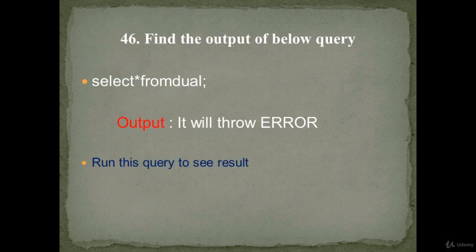Question number 46. Find the output of the below query. Select star from dual. If you see this query, there is no gap between any two words, like select star from dual, as one continuous statement. If you run this query, 101% this will give you an error, because it requires a gap between select star from and the name of that table, because select star from is an Oracle functionality or Oracle built clause. So if you write it without any gap, it will work fine. But the table is created by Oracle or by you, then it needs a gap between the first statement and that table. So this query will give you an error. If you run this query, you will find the result.